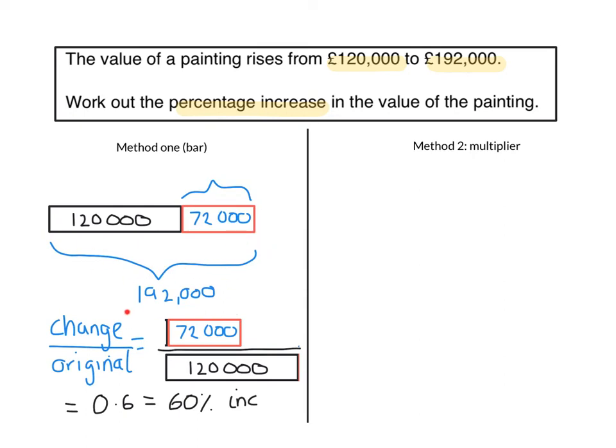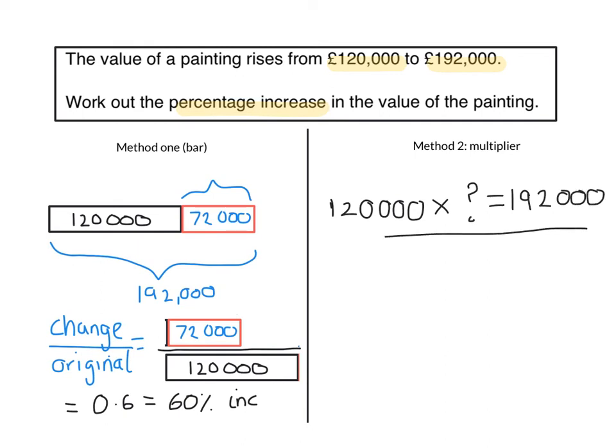So if you want to, you can just remember this formula, change over original, which will get you a decimal. So you have to times by 100 to get the percentage. There is another way that you could do it. So you could use your multiplier. So we know that we're starting at 120,000. I know that I'm timesing by something. I'll be timesing by my decimal multiplier, but I don't know what that is at the moment. I know my answer is 192,000.